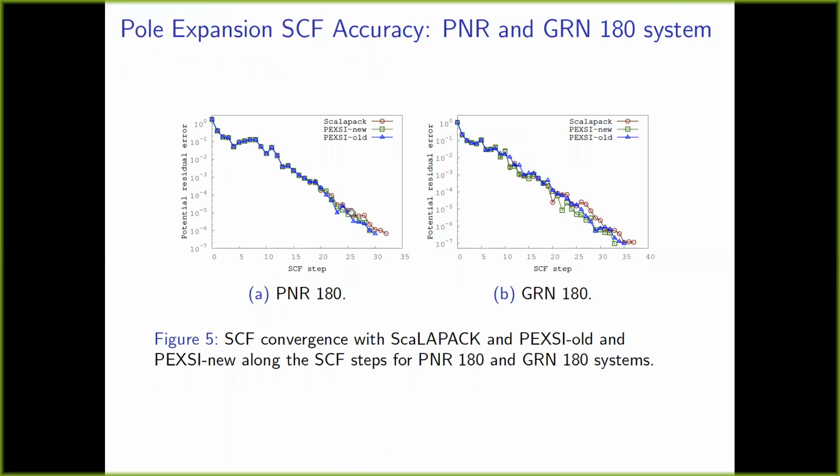And we also compare the current SCF accuracy for those 2 systems with ScaLAPACK and PEXSI, where PEXSI new is the current PEXSI, and PEXSI old is the old PEXSI. So we can see that we can all converge to 10 to the minus 7 for the SCF convergence of the potential residual error, and it shows the same convergence rate for the SCF.